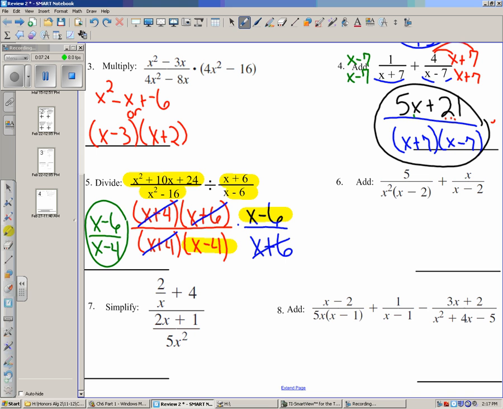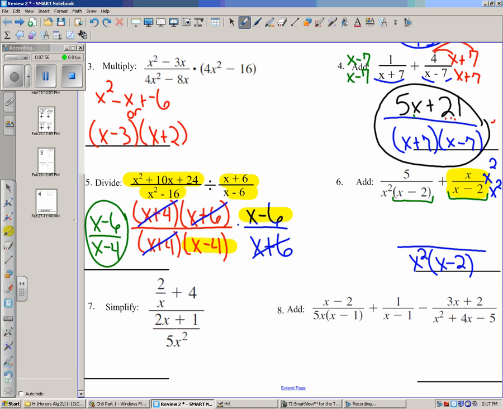So number 5's done. All right, number 6, another addition. We love these ones, right? When I look at number 6, I already noticed that they both have the denominator of x minus 2. So the only thing that has to happen is that in my second fraction, I have to build that up with an x squared. So I'm going to take the second fraction times an x squared on the top and on the bottom. And as far as the denominator goes, it just becomes the x squared over x minus 2.